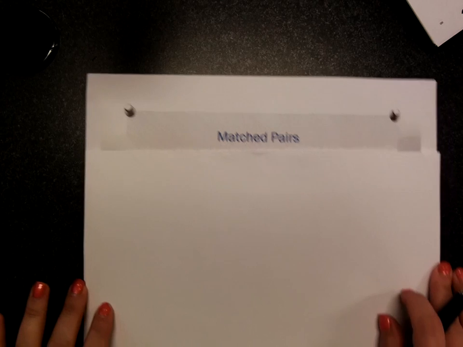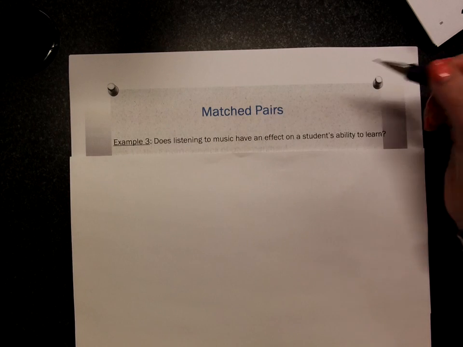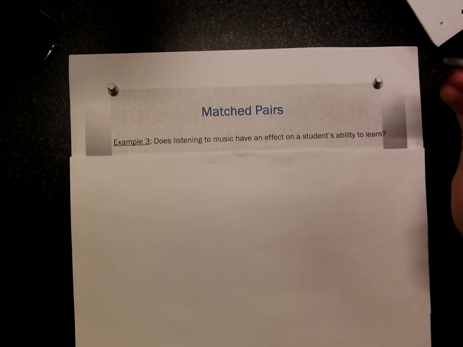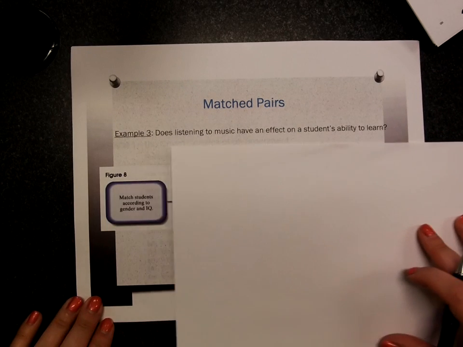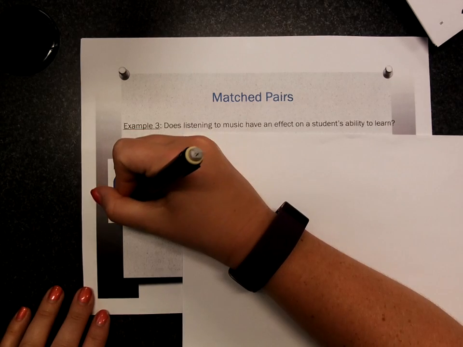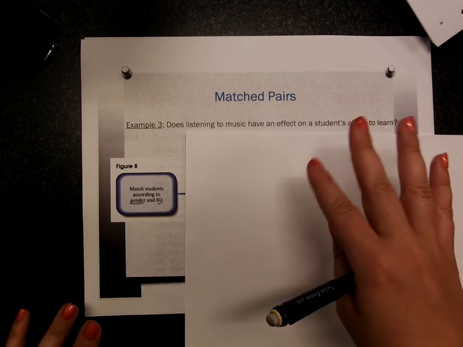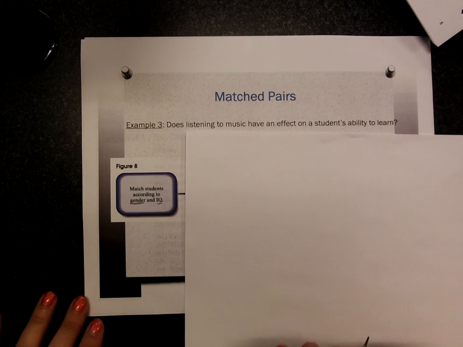The other type of design is called matched pairs, and it is what it sounds like. You pair up your individuals based on a certain characteristic and run the experiment parallel with the pair to be able to compare a little bit more closely based on a certain type of characteristic. So in this example, they're trying to see if listening to music has an effect on a student's ability to learn. So they start by matching the students according to their gender and IQ. So male with another male with a similar IQ, female with another female, similar IQ.